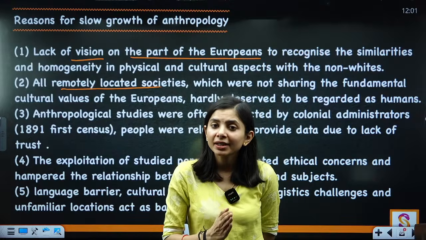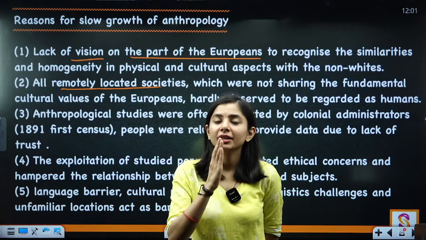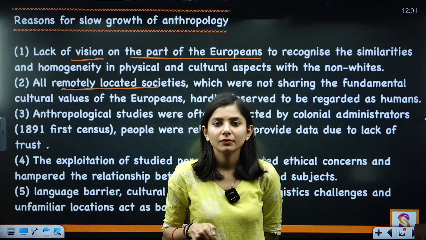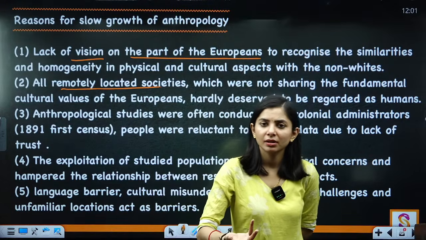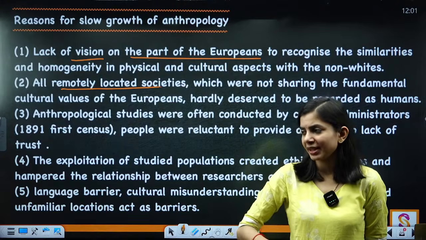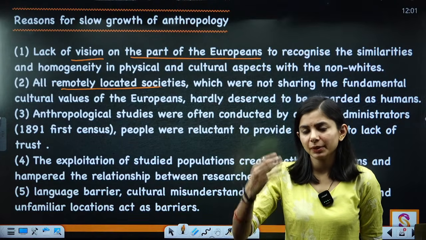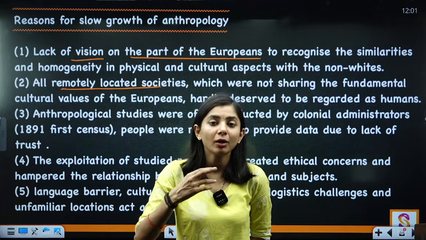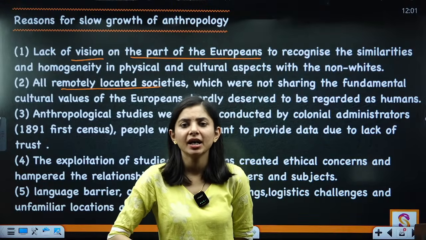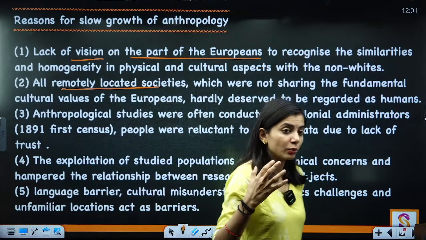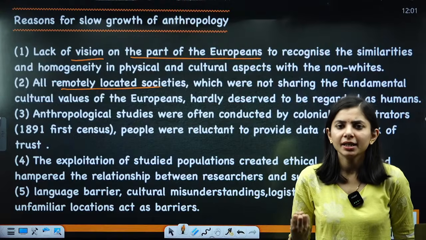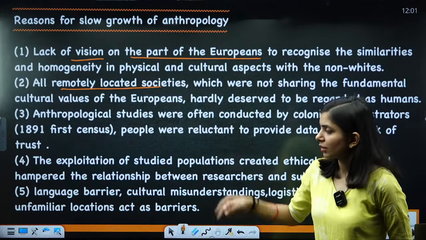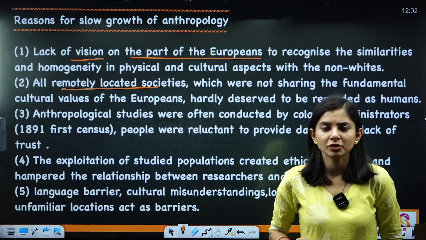But you will wonder, the majority of the people really didn't want themselves to be a subject of his study. Why? Because there were trust issues. They considered that these Britishers would gather their data and use it against them, take them out from this area, evacuate their area, and encroach on their land. So that's why they were reluctant to share their details. That was one of the major reasons for the slow growth of anthropology.